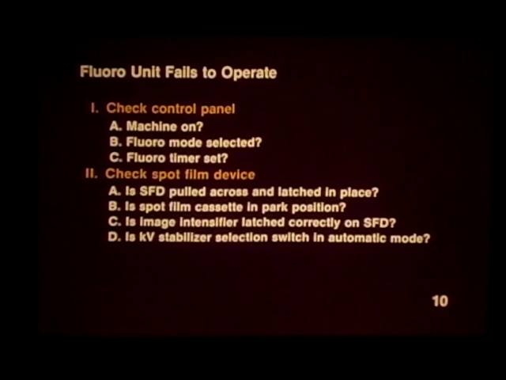Number 10. For example, let's ask the question, what should I do if the fluoro unit fails to operate? As possible solutions, first check the control panel to see if the machine is on, if the fluoro mode has been selected, and if the fluoro timer has been set. Then check the spot film device to see if it has been pulled across and latched, if the spot film cassette is in the park position, if the image intensifier is connected to the spot film device, if the KV stabilizer selection switch is in the automatic mode, and if the fluoro shutters are open.